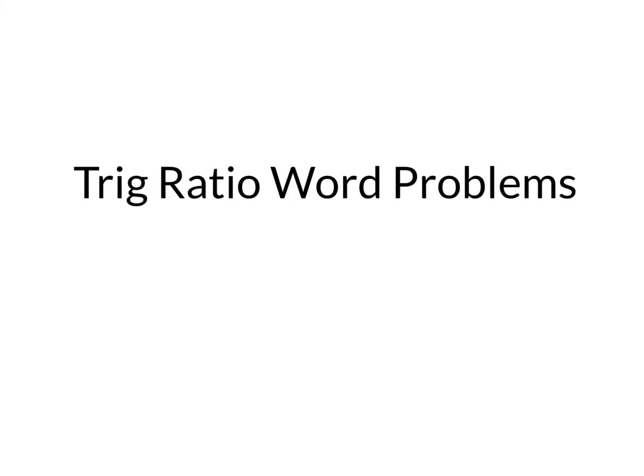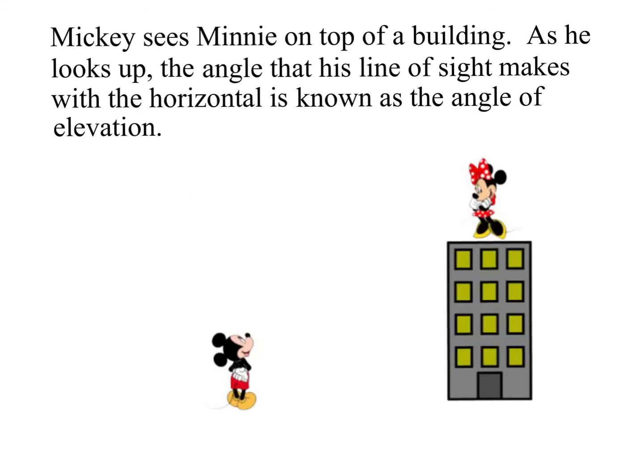Today we're going to look at word problems involving trig ratios. Before we go into word problems, let's look at angle of elevation and angle of depression. Mickey sees Minnie on top of a building. As he looks up, the angle that his line of sight makes with the horizontal is known as the angle of elevation.